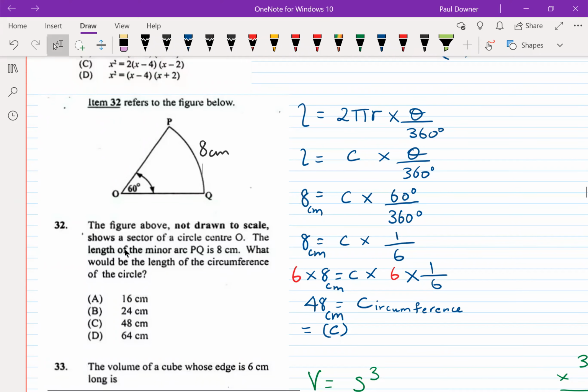Now, what would be the length of the circumference of the circle? Well, first of all, let us recall that the arc length L, which would be from P to Q, is what we call L. That arc length, the L, is given by this formula, 2 pi r times theta over 360. All right, so you have to memorize this.